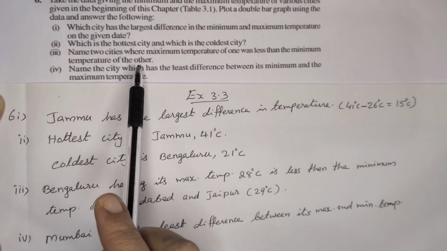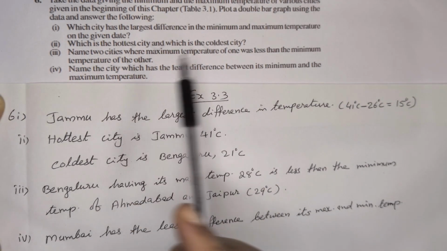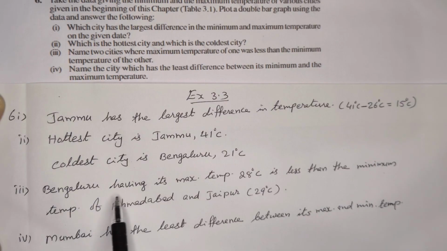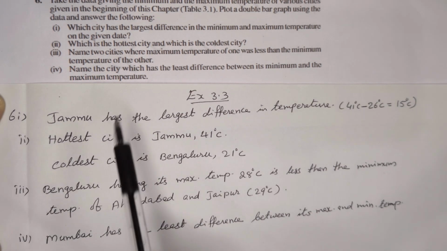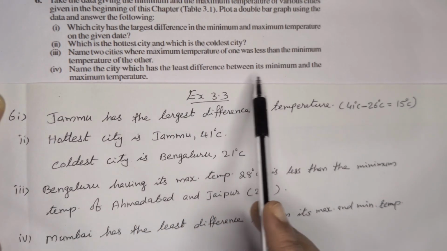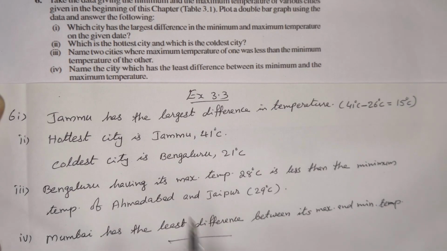Third part, name 2 cities where maximum temperature of one was less than the minimum temperature of the other. Bangalore having its maximum temperature 28 degrees Celsius, that is less than the minimum temperature of Ahmedabad and Jaipur. Their minimum temperature is 29 degrees, but Bangalore having maximum temperature 28 degrees only. Fourth one, name the city which has the least difference between its minimum and the maximum temperature. Mumbai has the least difference between its maximum and minimum temperature. So from the graph we can write the answers for these questions.